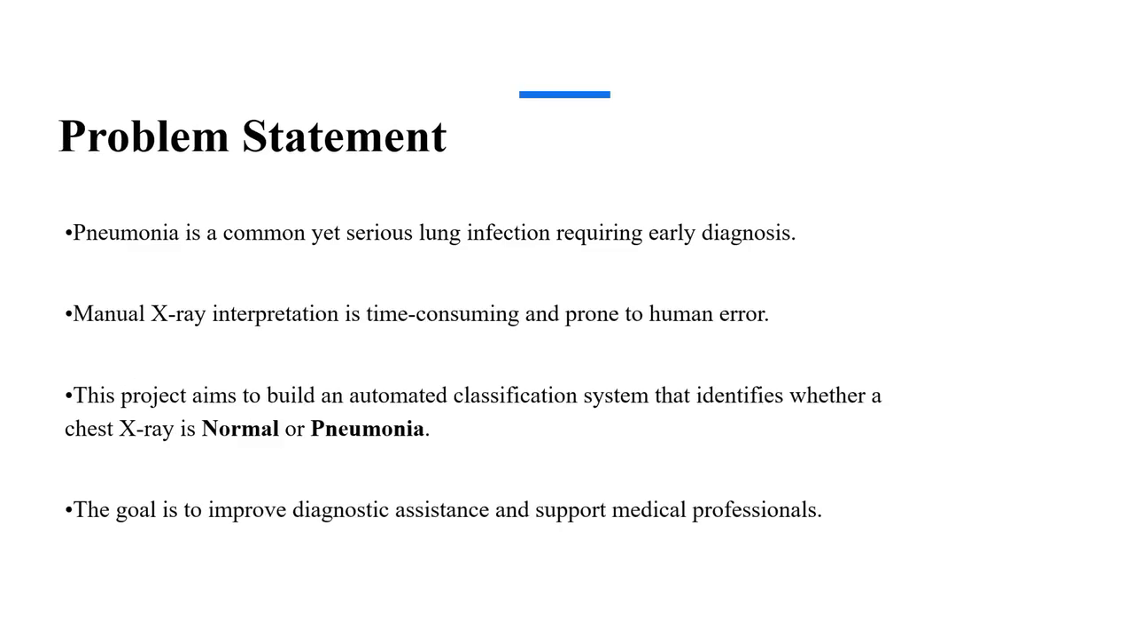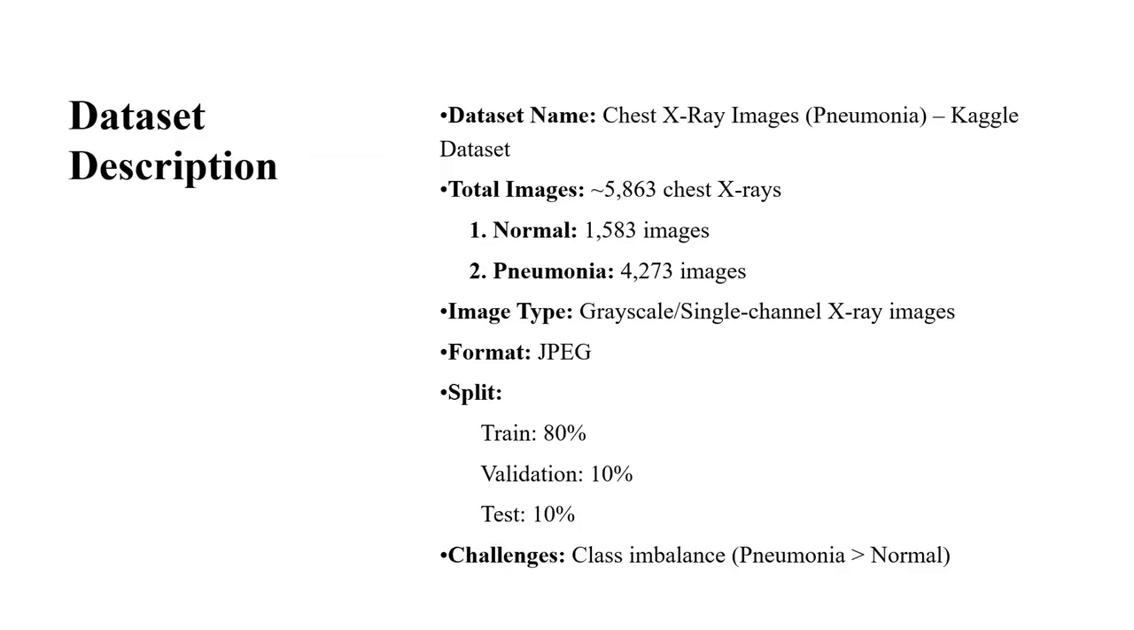Pneumonia is a serious lung infection and early detection is very important for treatment. However, manually analyzing chest X-rays can be slow and sometimes inconsistent. So our goal in this project is to build a deep learning system that automatically classifies chest X-rays as either normal or pneumonia. This helps support doctors and can speed up diagnosis.